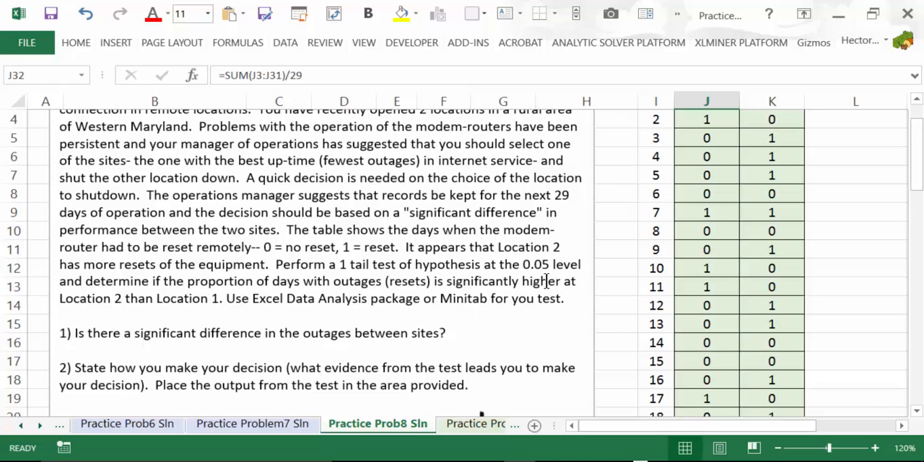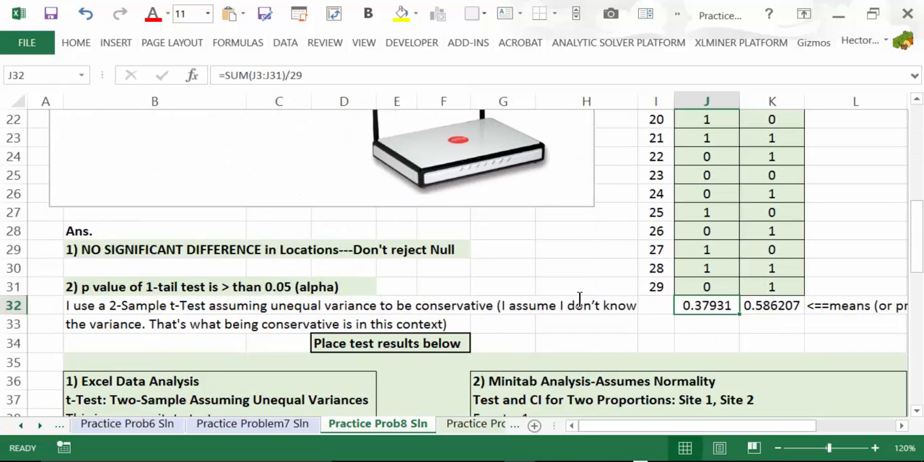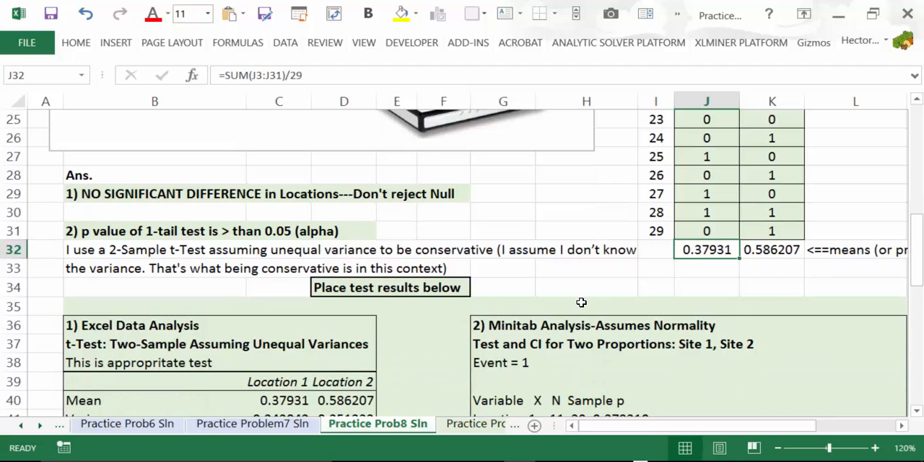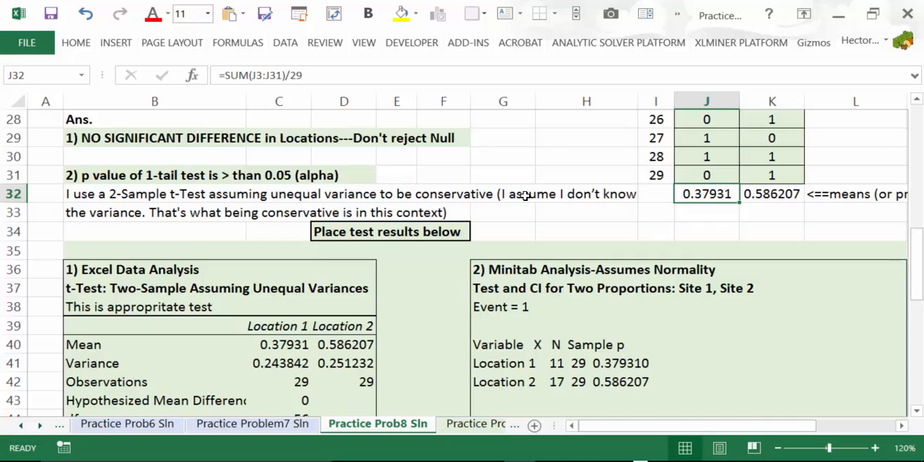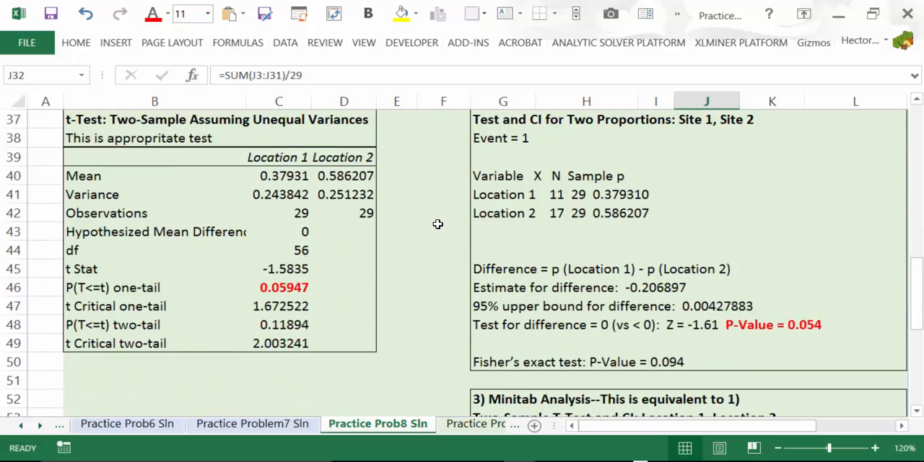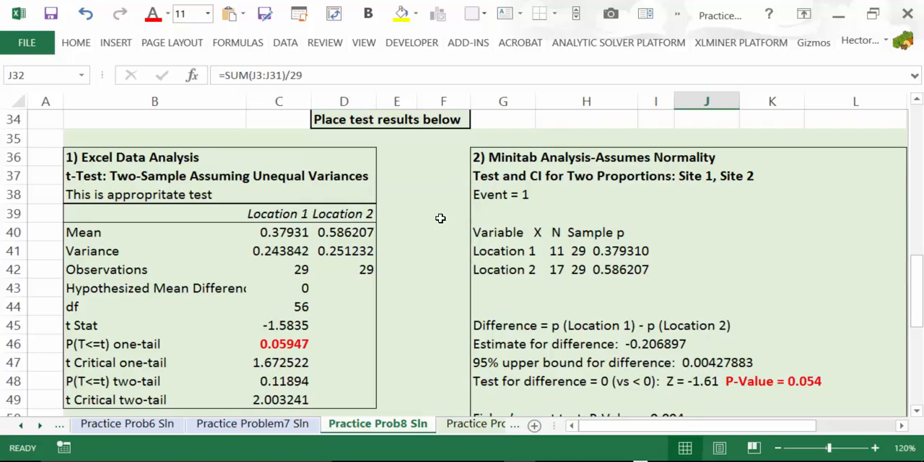Our alpha is going to be 0.05, and let's look at the results first. Here are the answers. We find that there's no significant difference, so we don't reject the null hypothesis in favor of the alternative. And the way we got that is, first of all, we did a two-sample t-test of unequal variances. Notice I use unequal because I don't know if the variances of these two distributions might be the same. They look fairly similar. They could be essentially the same, but I'm not going to assume that.